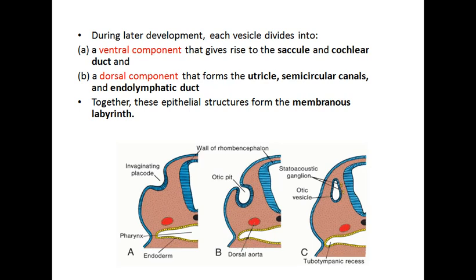Together, these epithelial structures form the membranous labyrinth. If you can recall, आपने ज़रूर internal ear में पढ़ा होगा membranous labyrinth, bony labyrinth and all, right? So the anterior and posterior components, ये कहाँ पे derive करके कौन कौन से structures बना रहे हैं, this is important. So the anterior component will form the saccule and cochlear duct, and the posterior will form the utricle, semicircular canals, and endolymphatic duct.